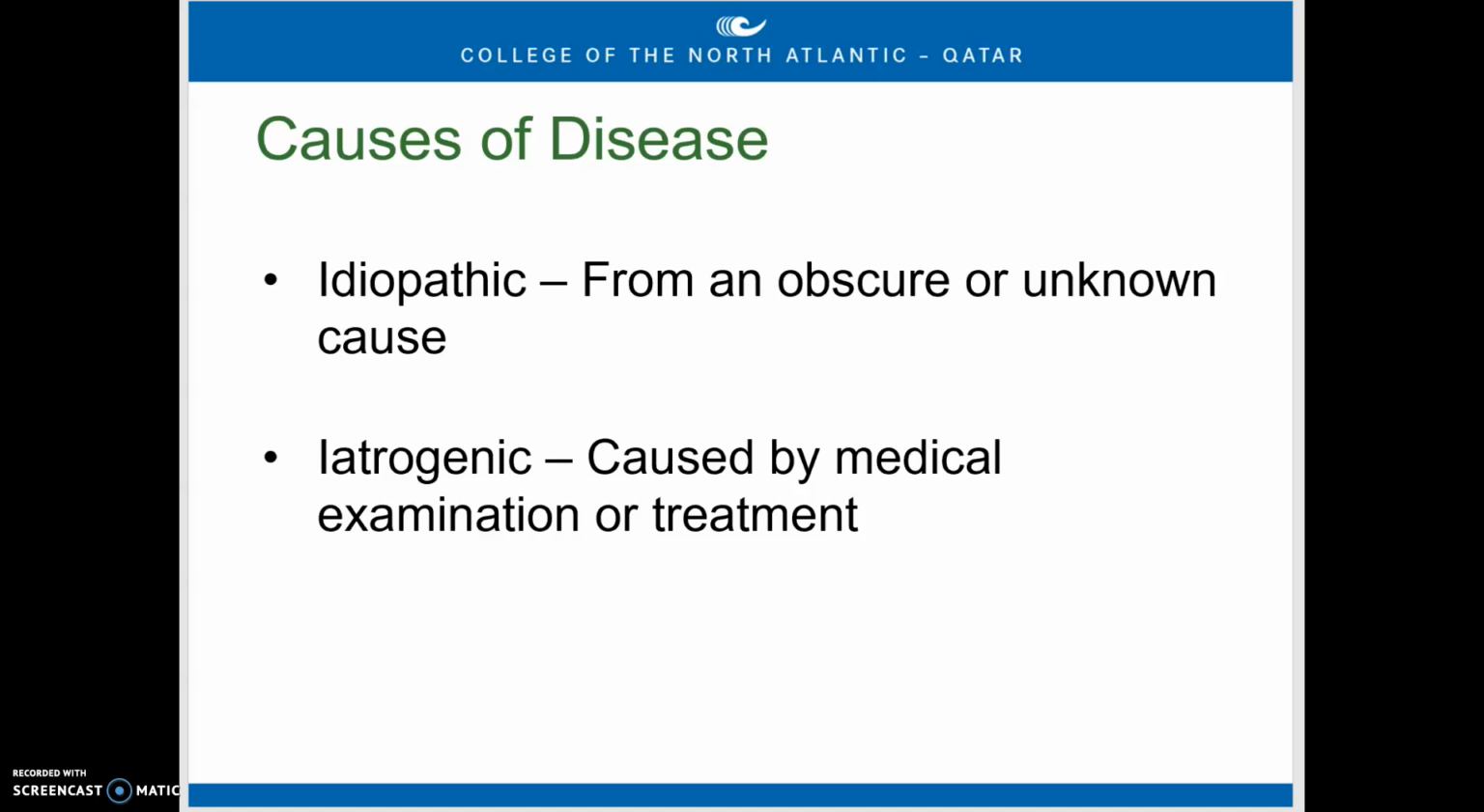Now, the causes of disease are classified into two groups. Idiopathic diseases are caused from an obscure or an unknown cause. We're not quite sure where it came from. Now, iatrogenic disease is caused by medical examination or treatment. So, for example, if you went to the hospital to get stitches for a cut, and those stitches became infected, we would say that's an iatrogenic disease.